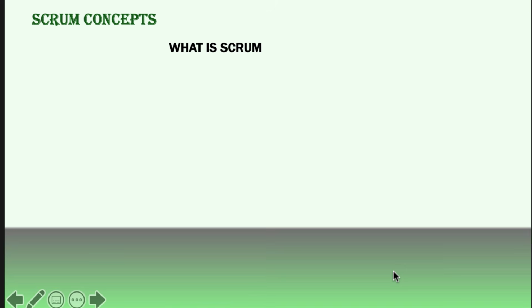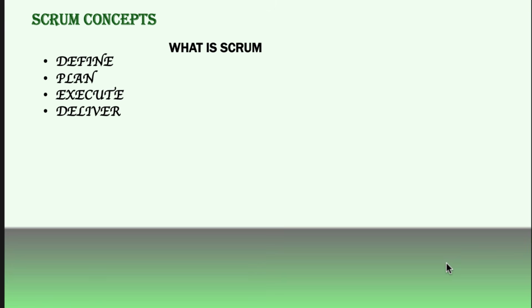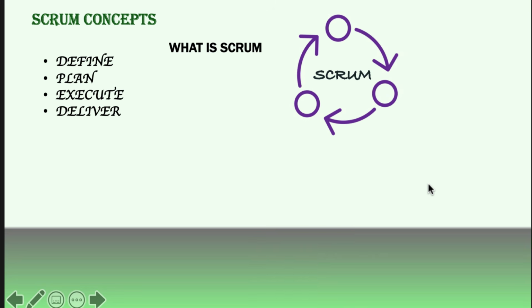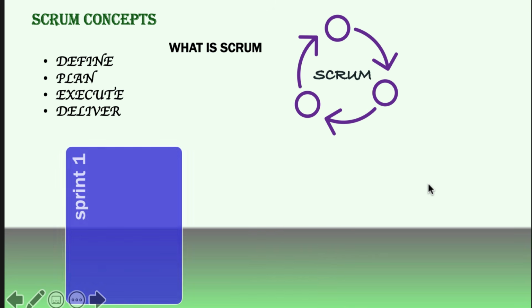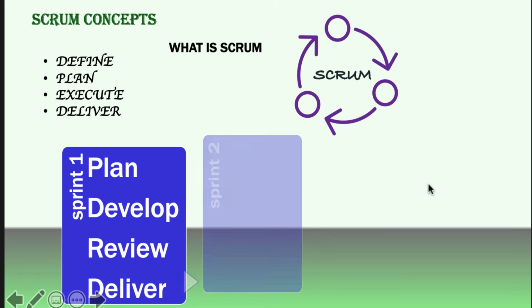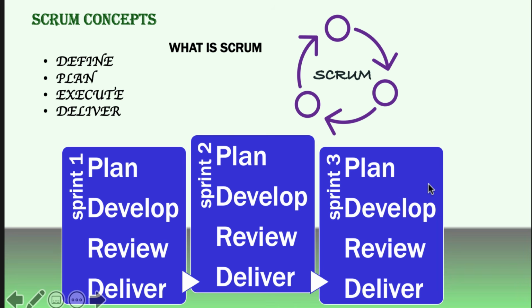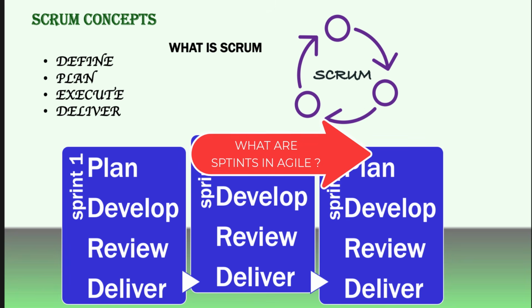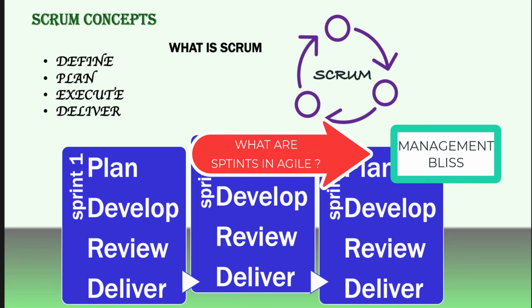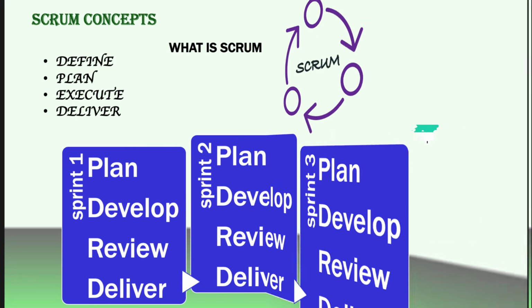So, what is a Scrum? Scrum is a framework based on Agile to define, plan, execute, and deliver projects. Scrum is a time-boxed and iterative process. Scrum teams work in sprints. Sprints are fixed time intervals where time duration is decided by the team to complete a selected scope of work. To know more about sprints, do view the video What are Sprints in Agile on YouTube in the same channel Management Bliss.